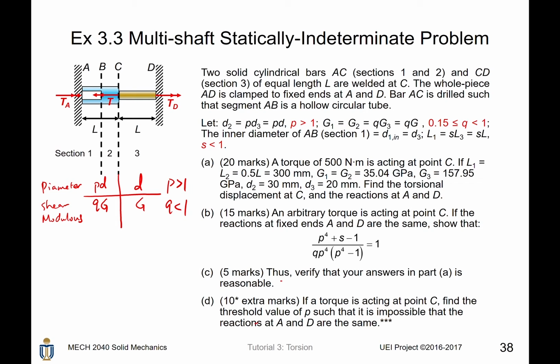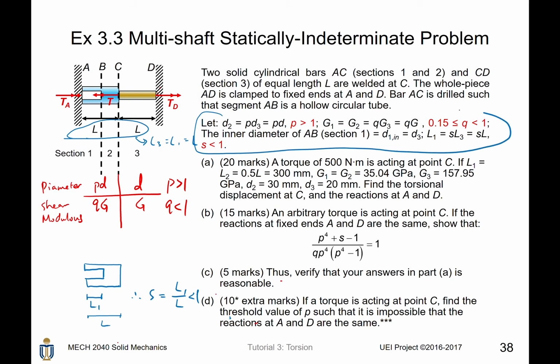Besides, we also define the ratio between the drilled length of the blue bar to that of the entire length. So consider this blue bar. It is drilled in the middle. We call the length of the drilled segment L1, and we know that L3 equals L. That is, the length of the entire blue bar is L. So S equals L1 divided by L, less than 1. Those dimensionless quantities will be used in part B of this problem.